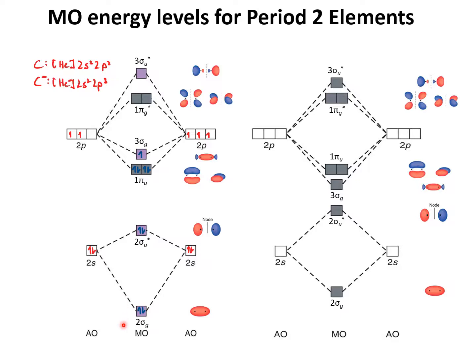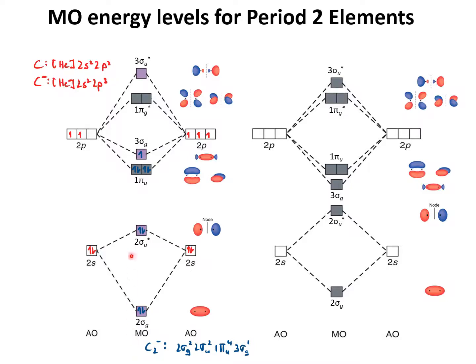From the MO diagram, we can see that the electron configuration can be written as 2σg2, 2 electrons in the 2σg bonding MO, 2σu2, 2 electrons in the 2σu* antibonding MO, 1πu4, 4 electrons in the 1πu bonding MO, and finally 3σg1, 1 electron in the 3σg bonding MO. And so this is the electron configuration for the valence electrons for C2-.